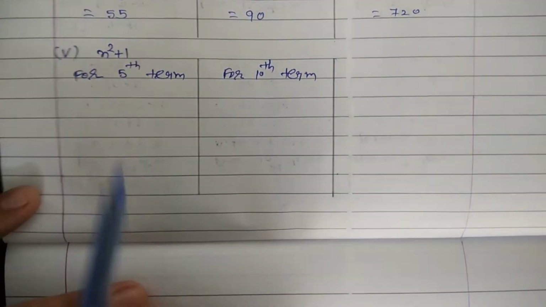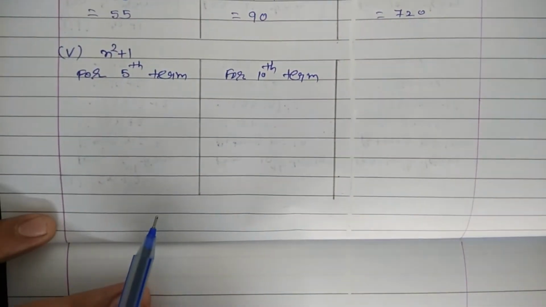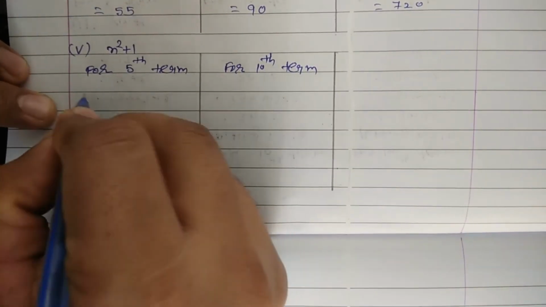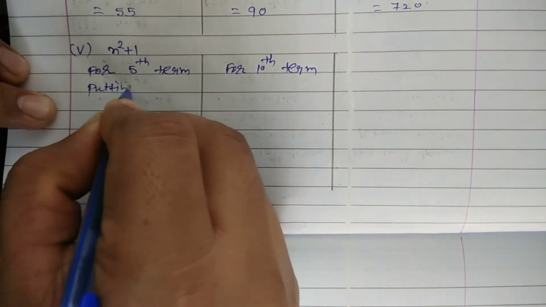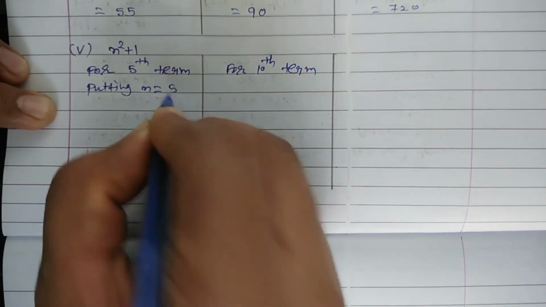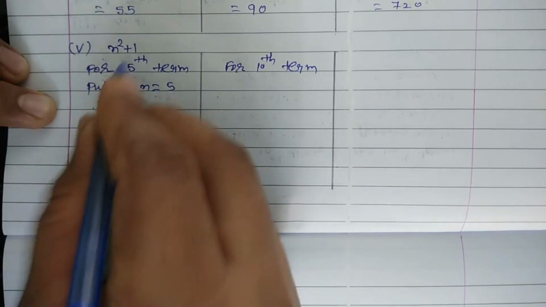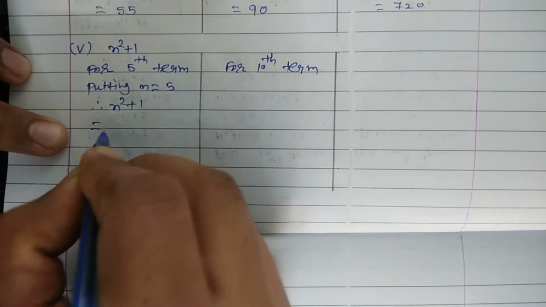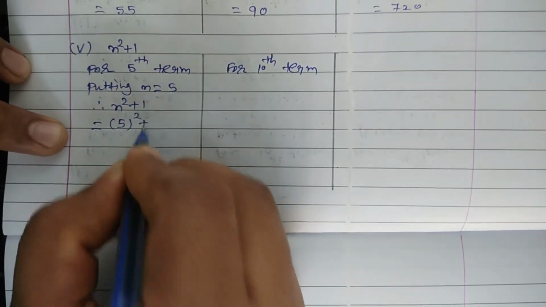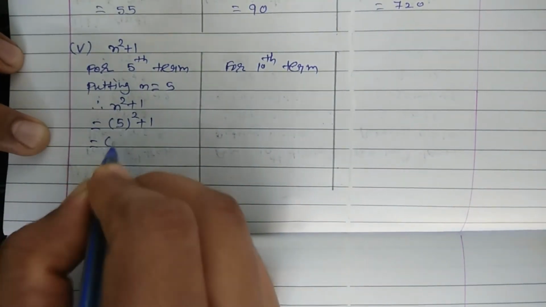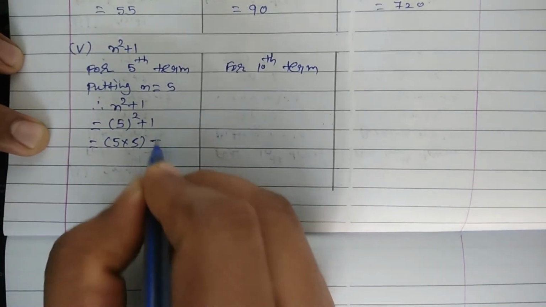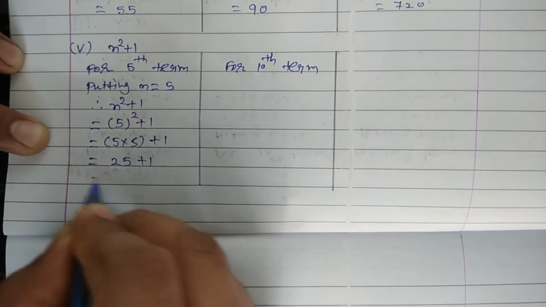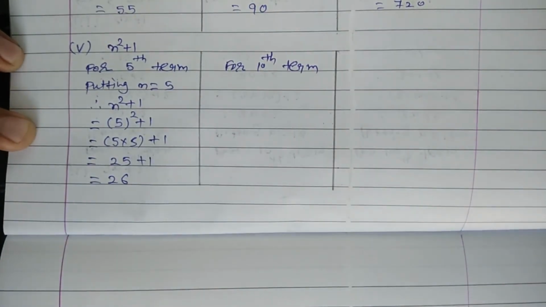Last expression, n square plus 1. Here we have to find the 5th and 10th term. So here for the 5th term, putting n is equal to 5, and therefore expression n square plus 1 is equal to, instead of n we have to write 5. So it is 5 square plus 1. 5 square means 5 multiplied by 5, plus 1. 5 5s are 25 plus 1, that is equal to 26.